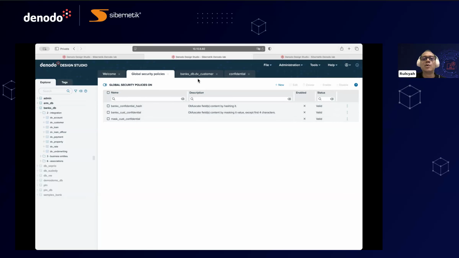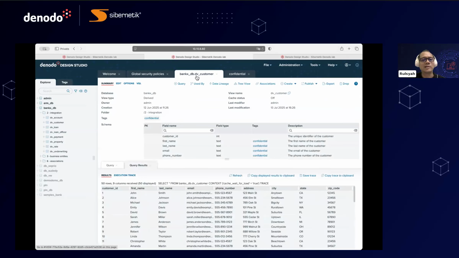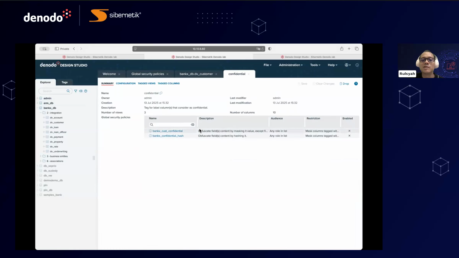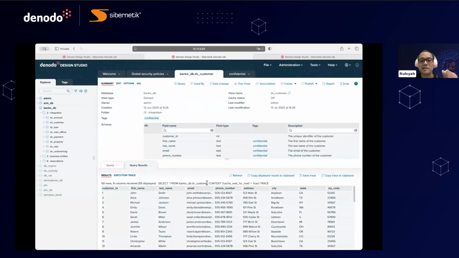Okay. And then we have one table. We have a DV customer table, which already has the tag confidential. Okay, confidential. And what does the confidential tag mean? Obfuscate field by masking and hashing. So we will use the hashing. Okay. Right now we have the data here. We can query that. We have data here already.